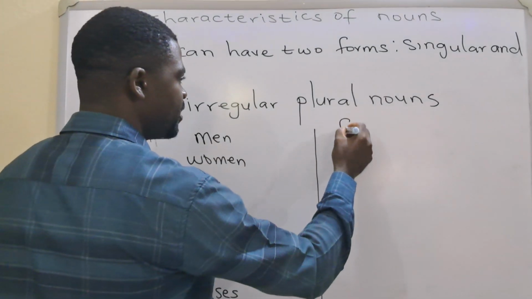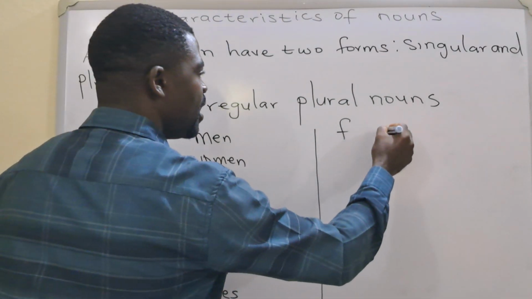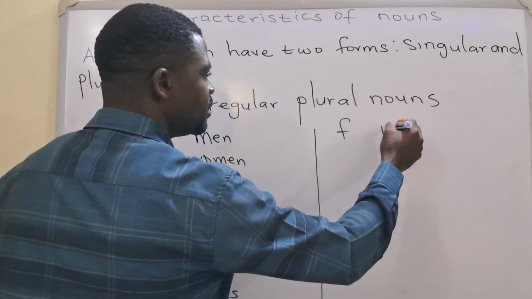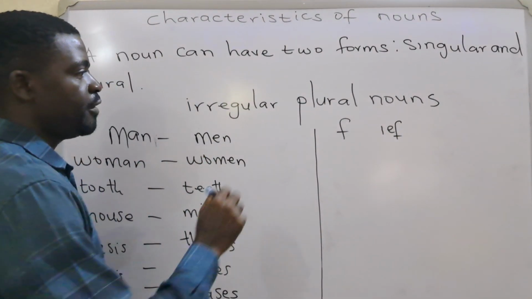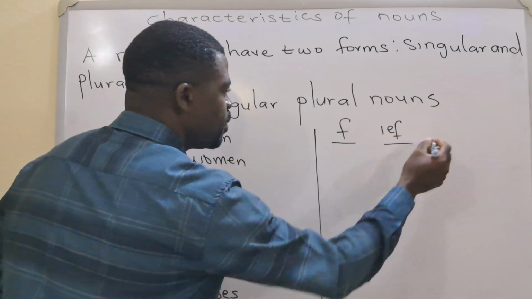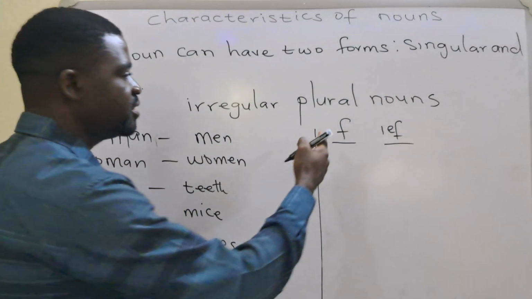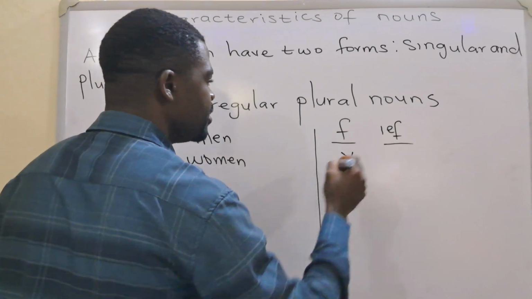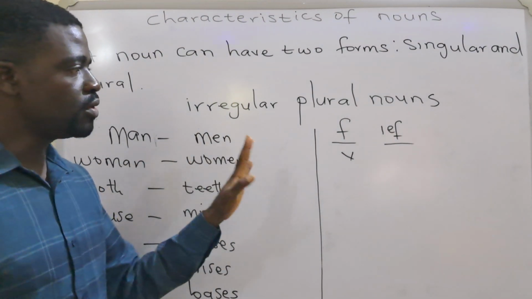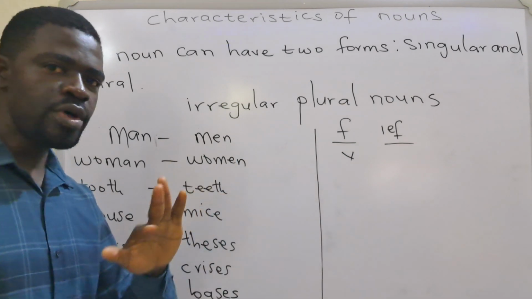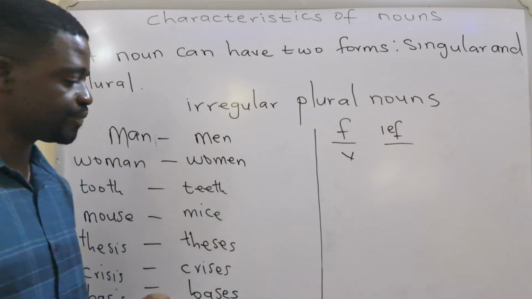You also have certain nouns that end with F. There are some nouns that end with F, or I, F, E. For such nouns, if you want to form the plural of this noun, you can change the F to V. Of course, there is always an exception. So we're going to look at some of these words and which one is an exception.